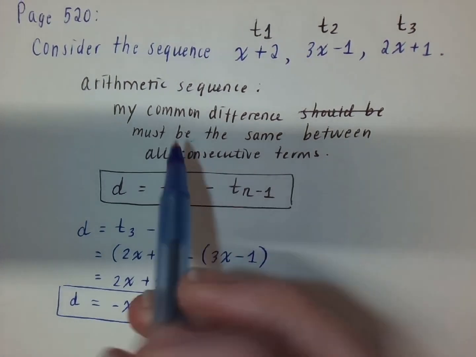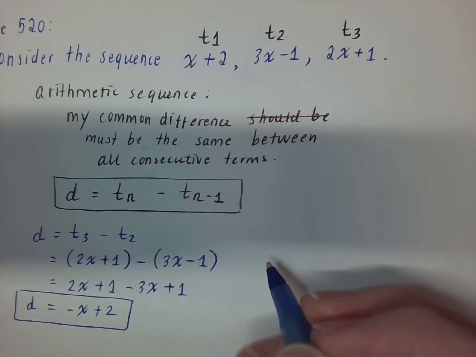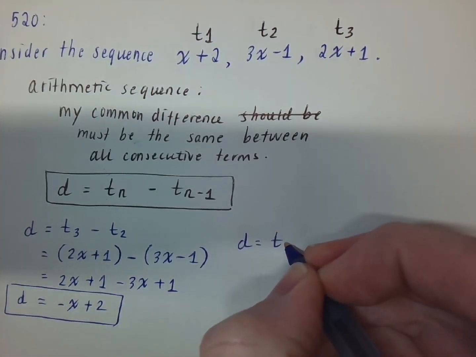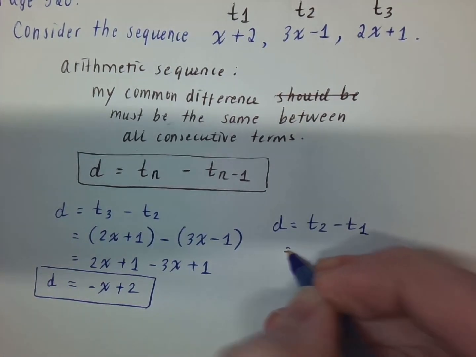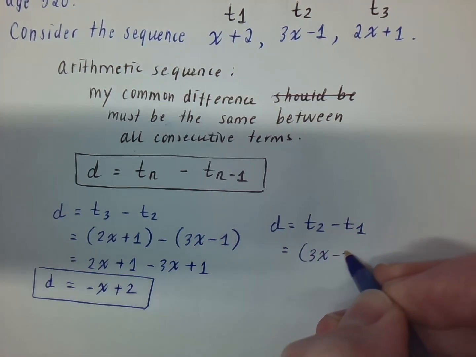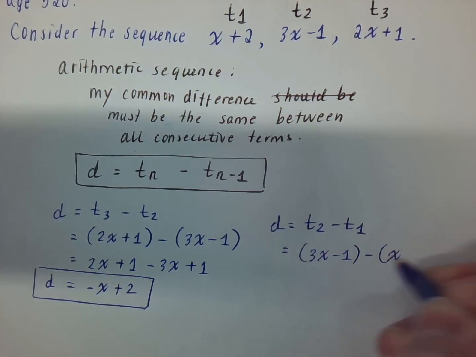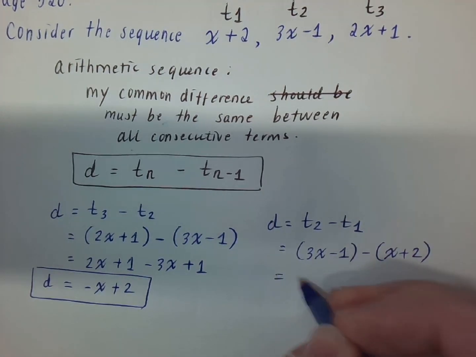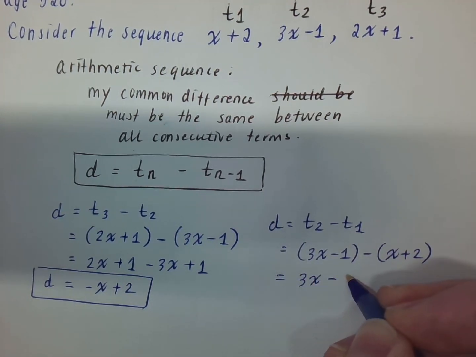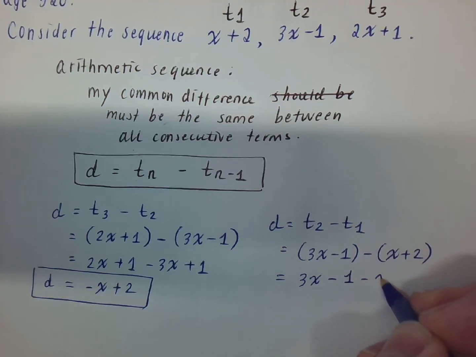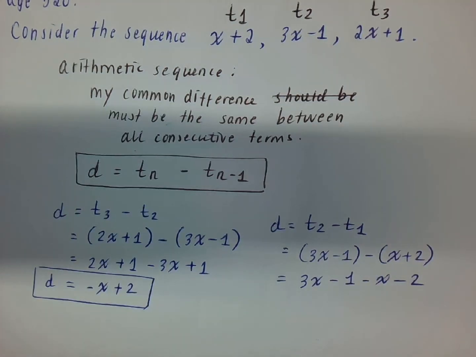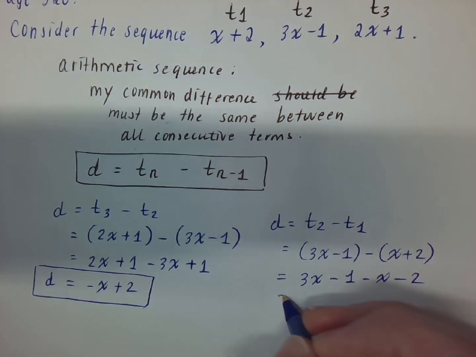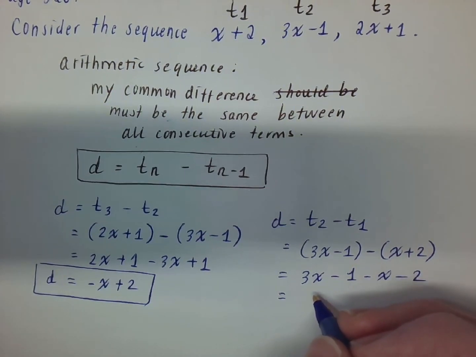And because I know that my common difference must be the same, I'm just curious, what's my common difference when I say T2 minus T1? Because it has to be the same, right? So 3x minus 1 minus x minus 2. Okay, 3x minus 1 minus x minus 2 is 2x minus 3.